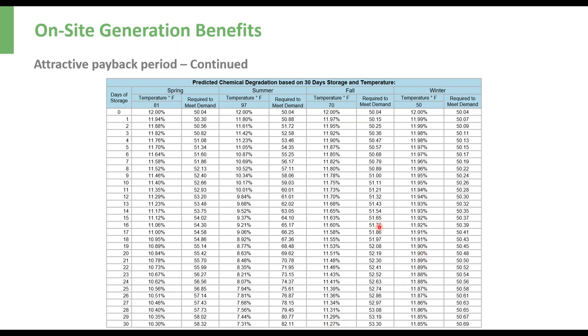The sweet spot, just as a reference, to minimize your chemical degradation in bleach is 65 degrees. If you can keep your indoor temperature below 70 degrees, you'll minimize your degradation of your chemical. But I'd like to show the attractive payback overall.